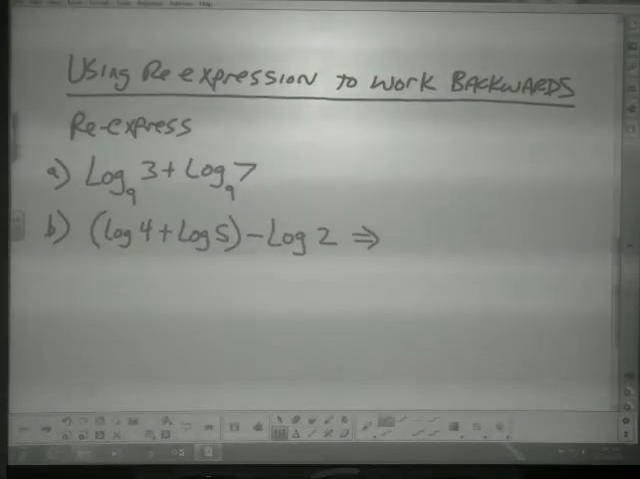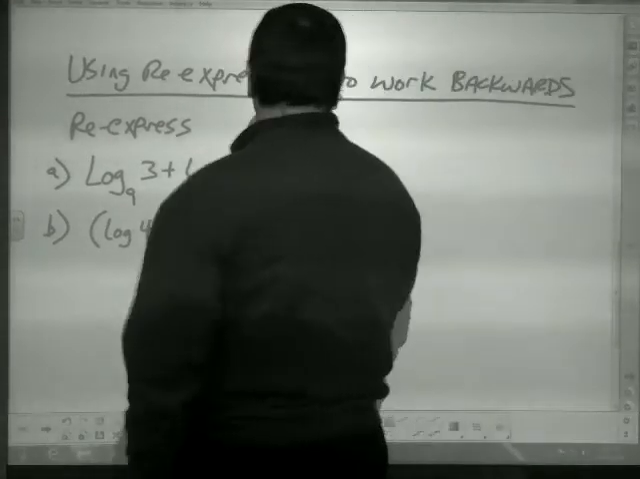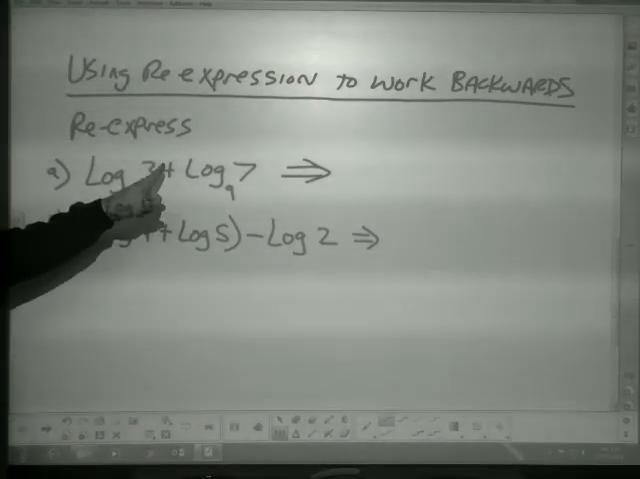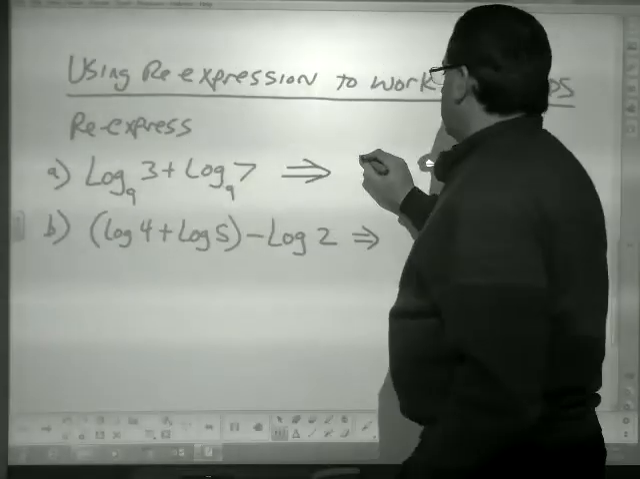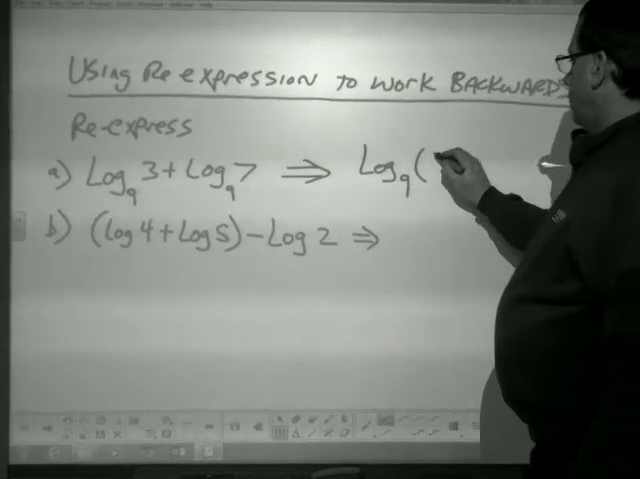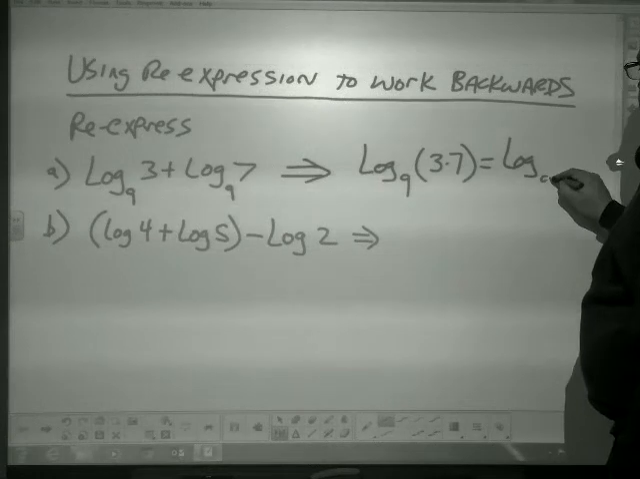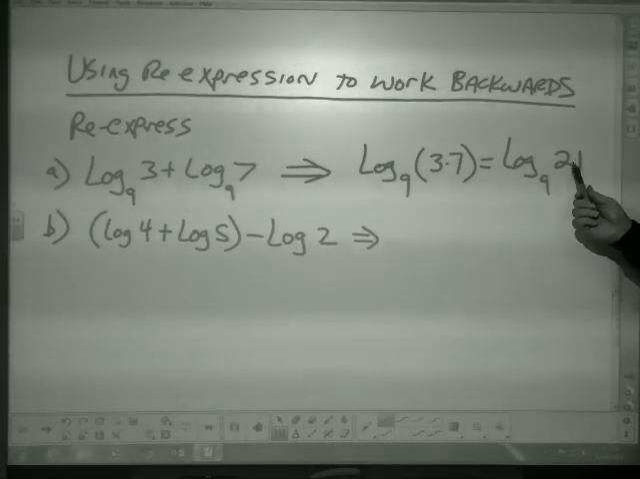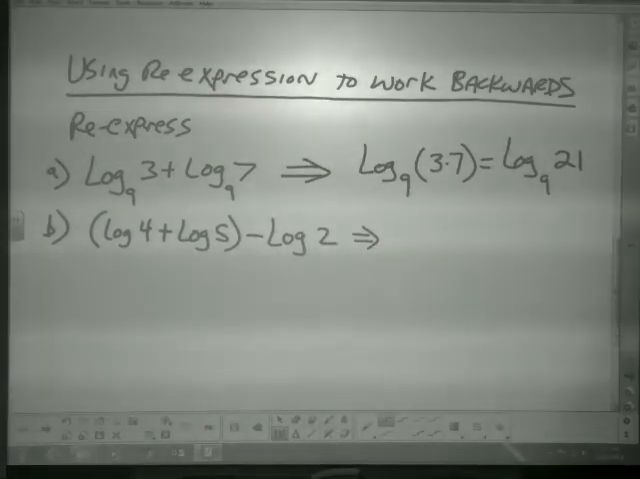We can work backwards. So I might start with something and I want to work backwards to get to what we started from. So plus must have come from multiplication. So in this case, this would be log base 9, I keep the same base, of 3 times 7. Well, I'm not going to write 3 times 7, I'm going to write it as log base 9 of 21. So log base 9 of 21 is the same as log base 9 of 3 plus log base 9 of 7. You can rewrite it.